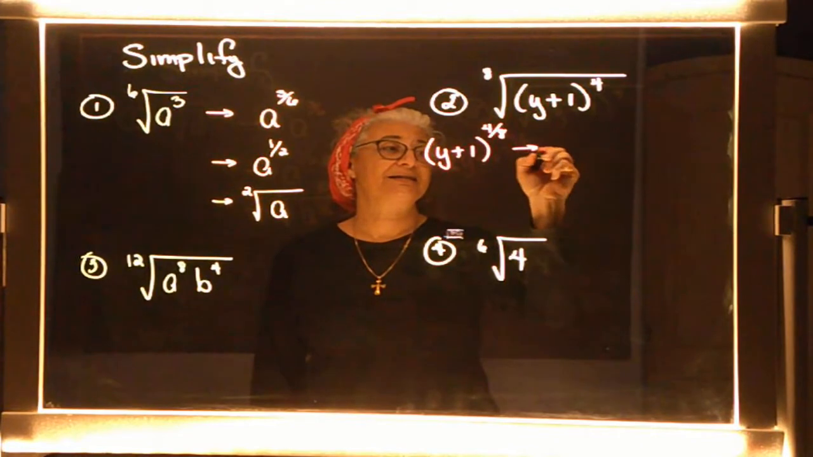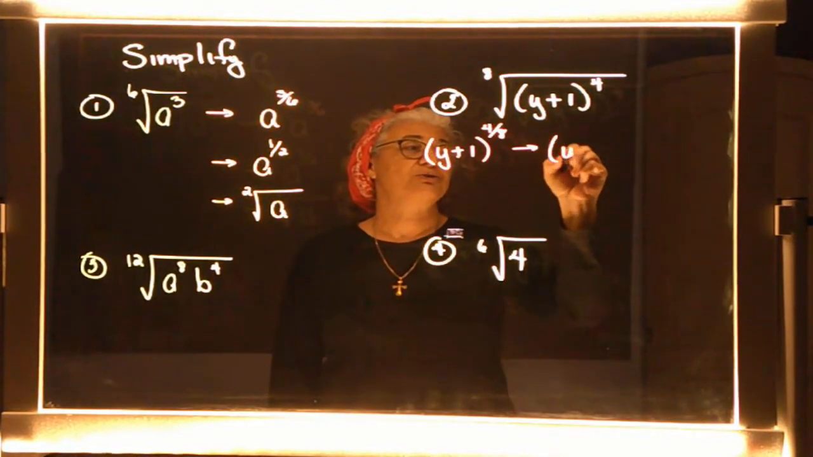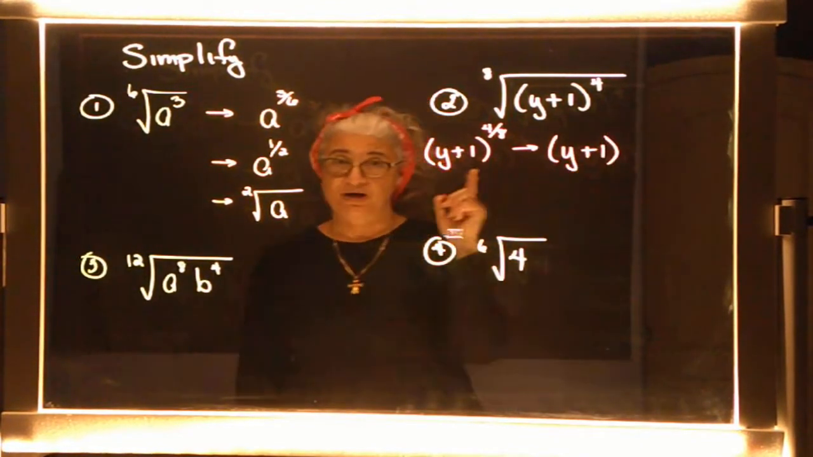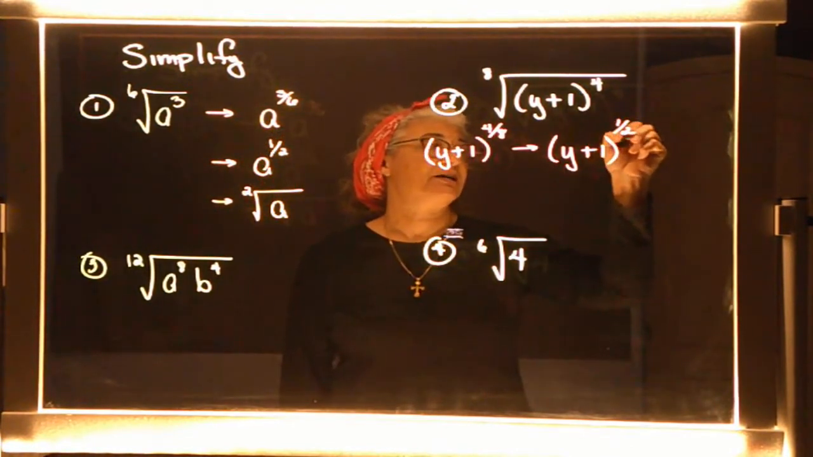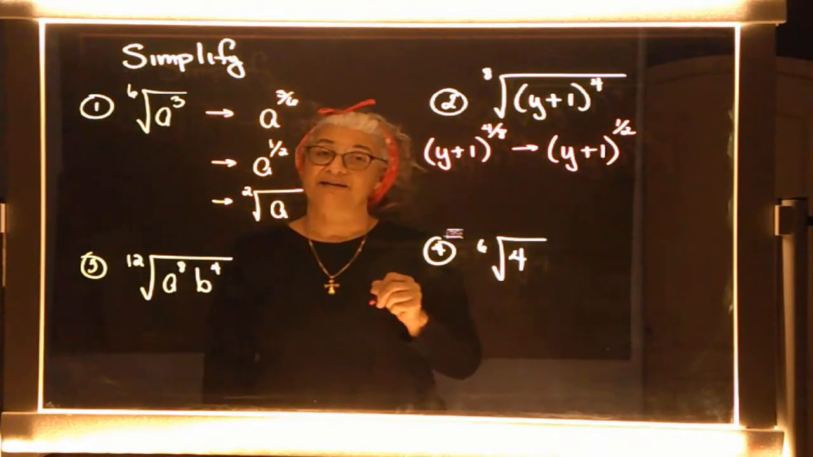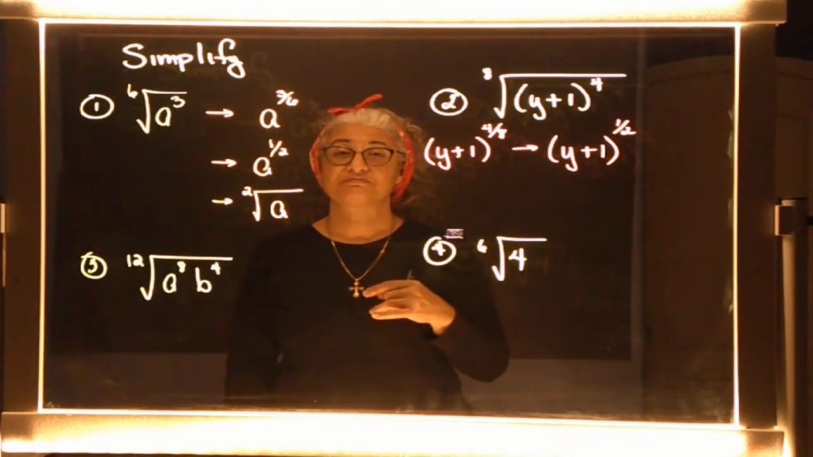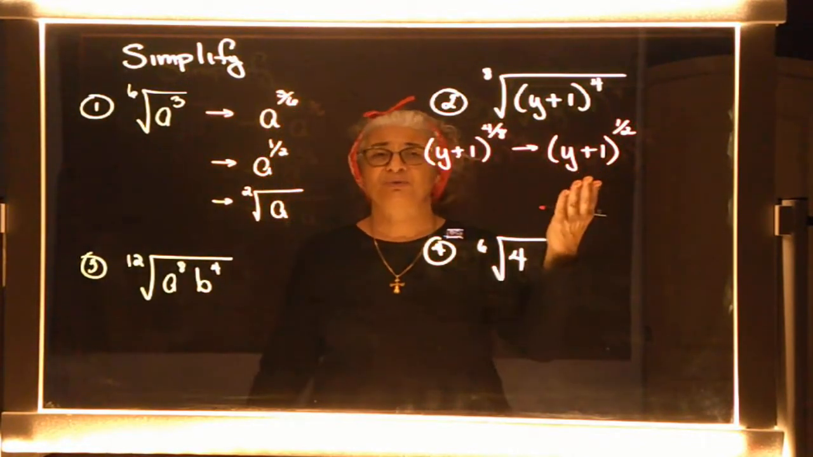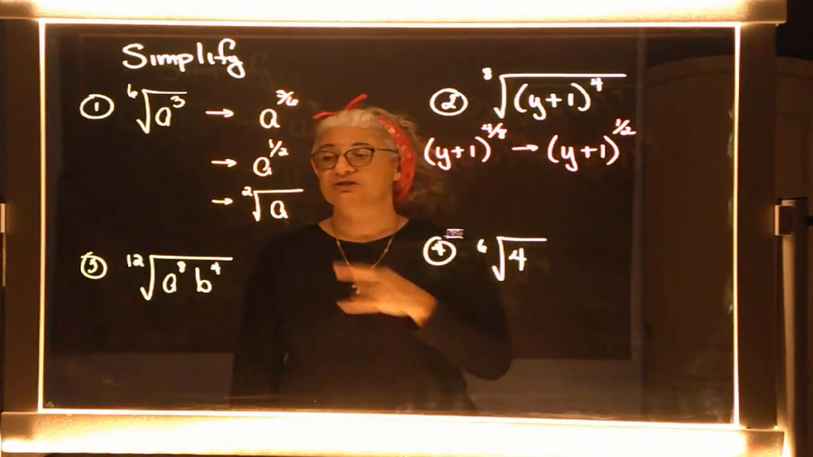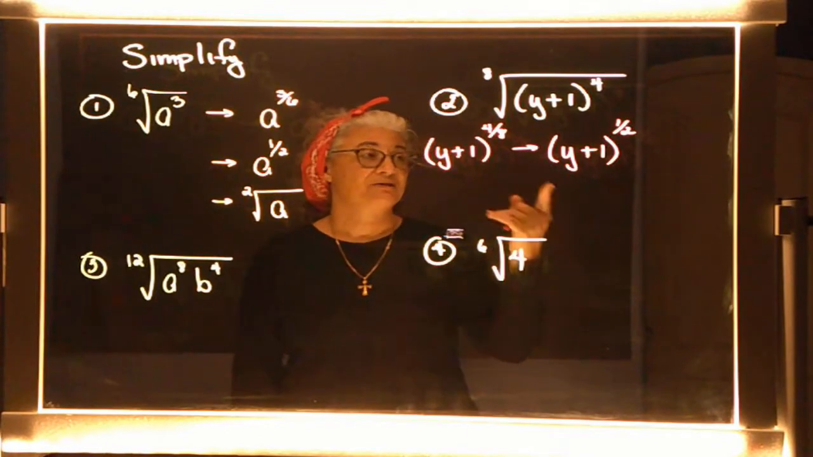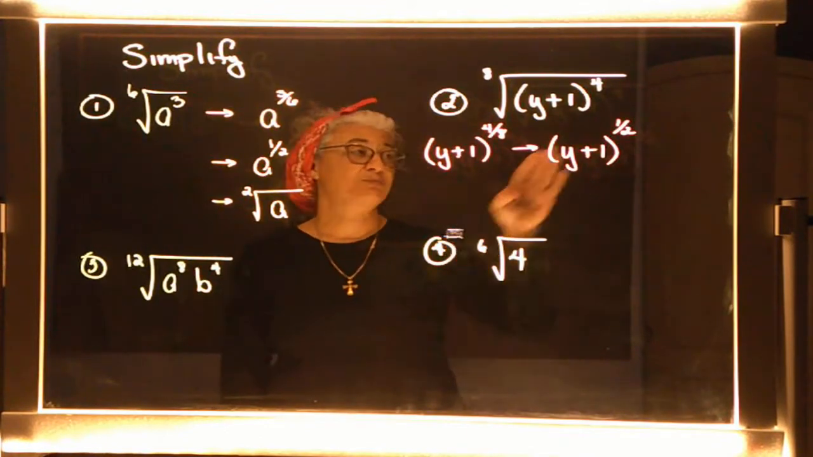Yes, I can. I can simplify it to the quantity, that's the parenthesis of y plus 1 to the 1/2 power. Now, can I simplify it any further? No, because I certainly don't know y plus 1 to the 1/2. I don't know the square root of y plus 1, just like I didn't know the square root of a. So, if they want it left as the exponent, there it is.